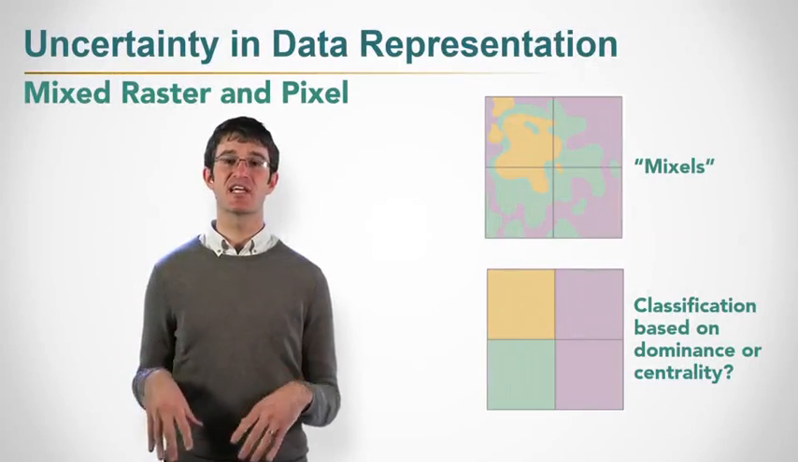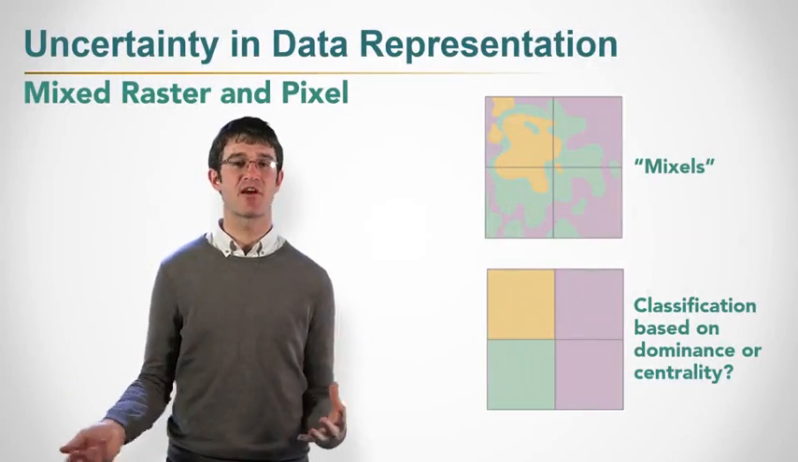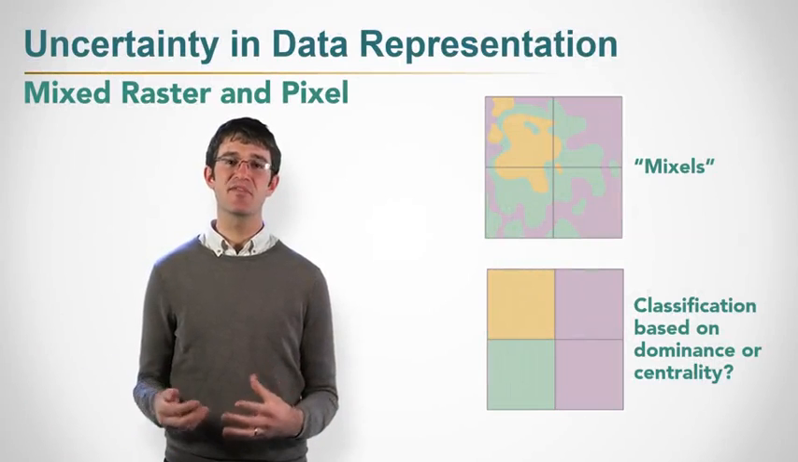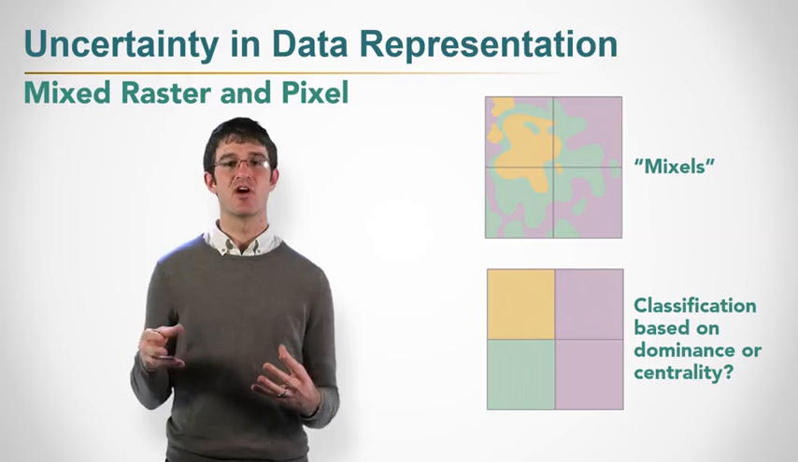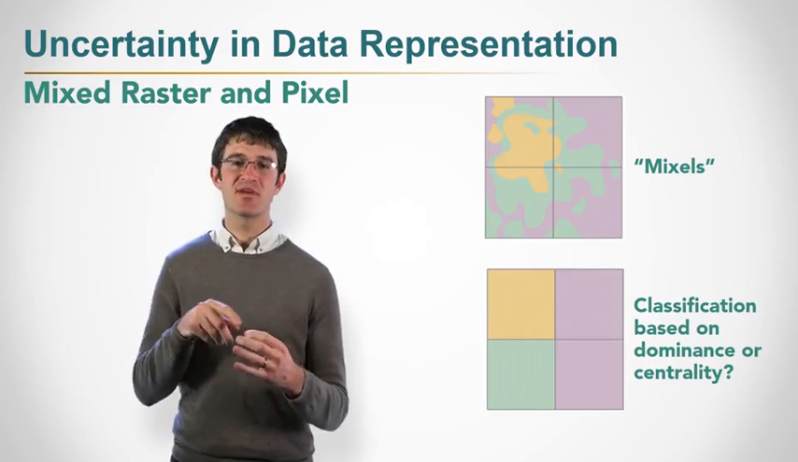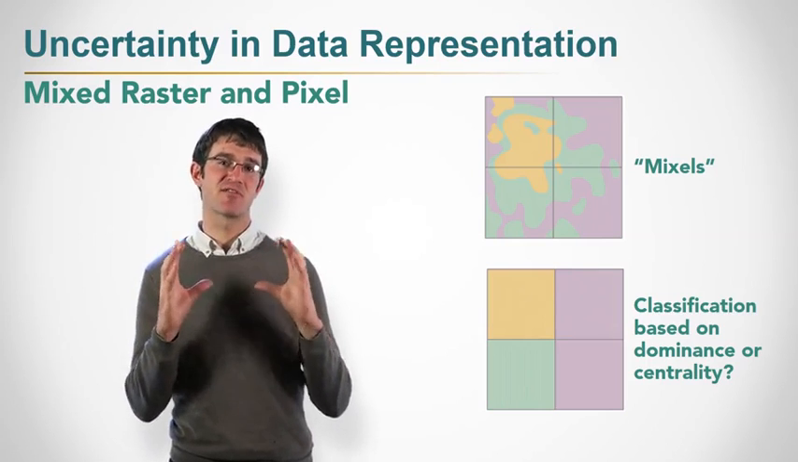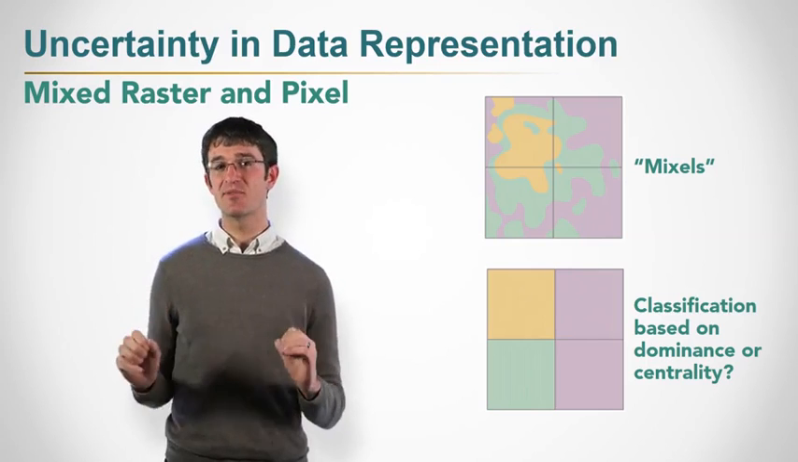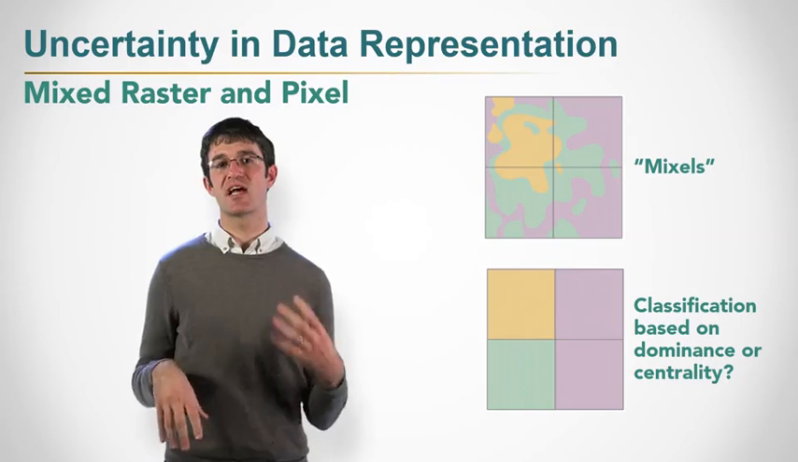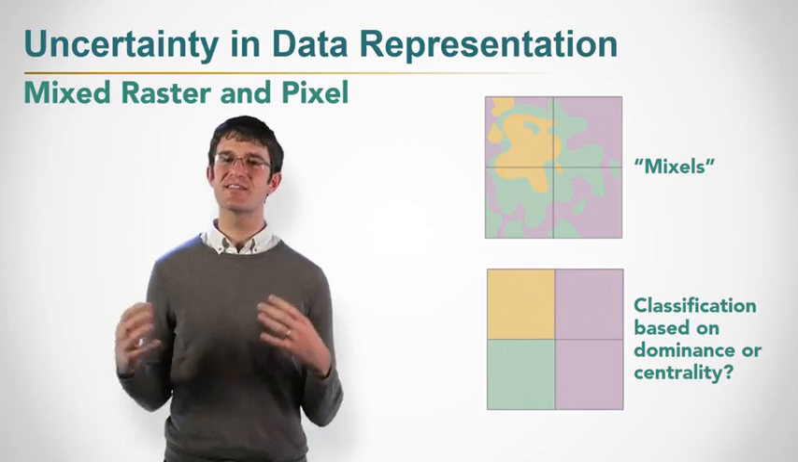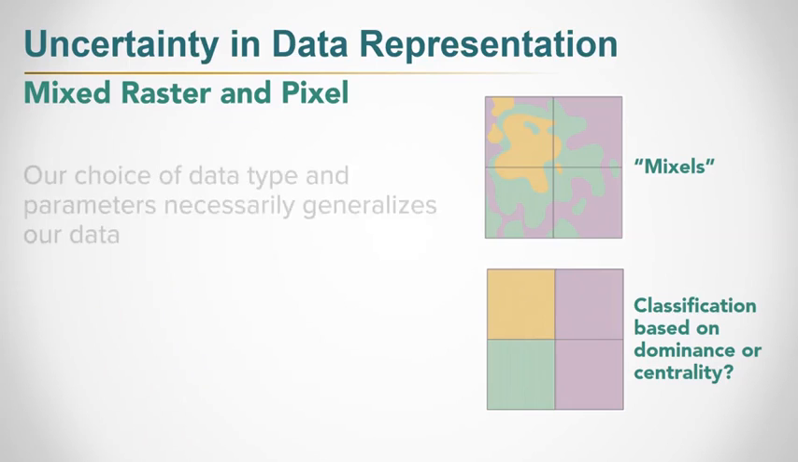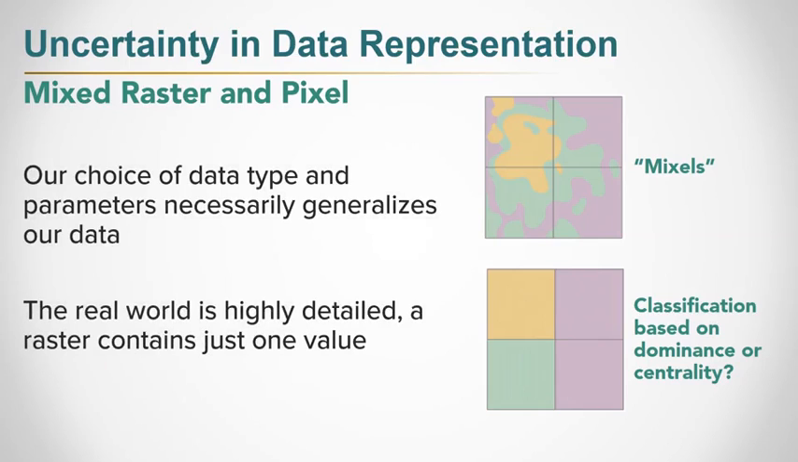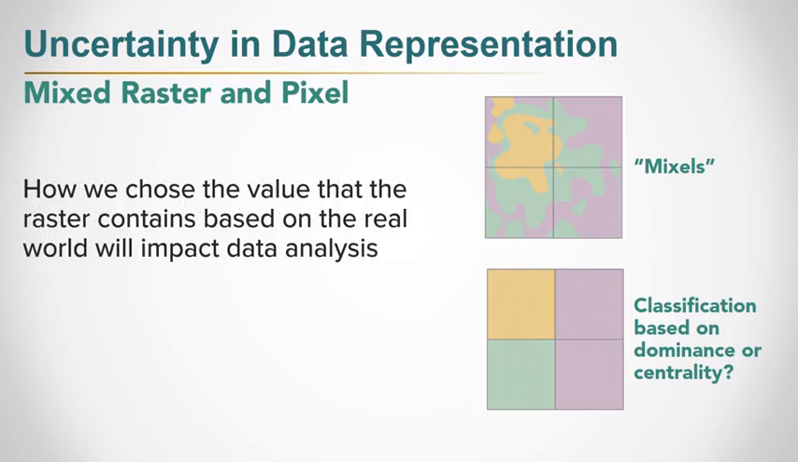The next major source of uncertainty is uncertainty in how we represent our data. The classic example of this is a mixed raster pixel, where the underlying features don't necessarily align perfectly with the boundaries of the raster pixel. This is similar to the regionalization problems we discussed in the previous lecture, but slightly different. Our choice of data type and parameters necessarily generalizes our data here. Where the real world is highly detailed, a raster contains just the one value.